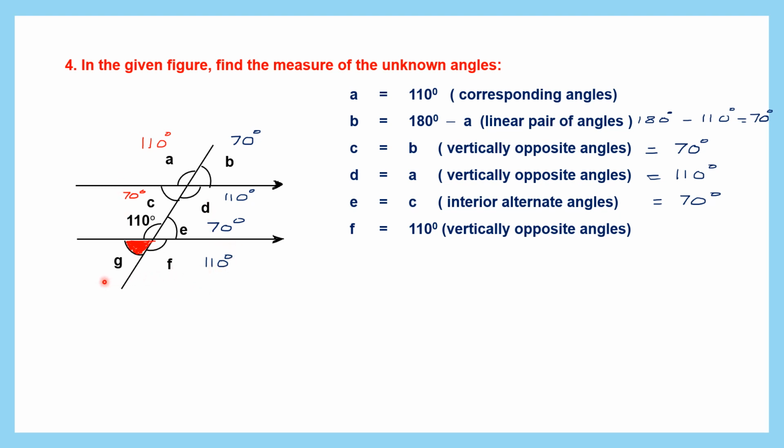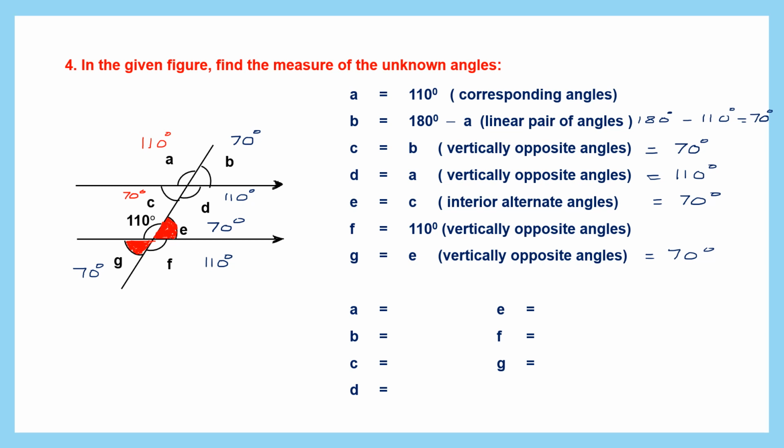So let's write G is equal to E in this case, because they are vertically opposite angles. So E is 70 degrees. That means G will also be 70 degrees. So have we got everything now? Now let's write 70 here. Let's check everything. We have A, B, then we have C, D, E, F and G. Okay, so we have all the angles. Let's write it down clearly.